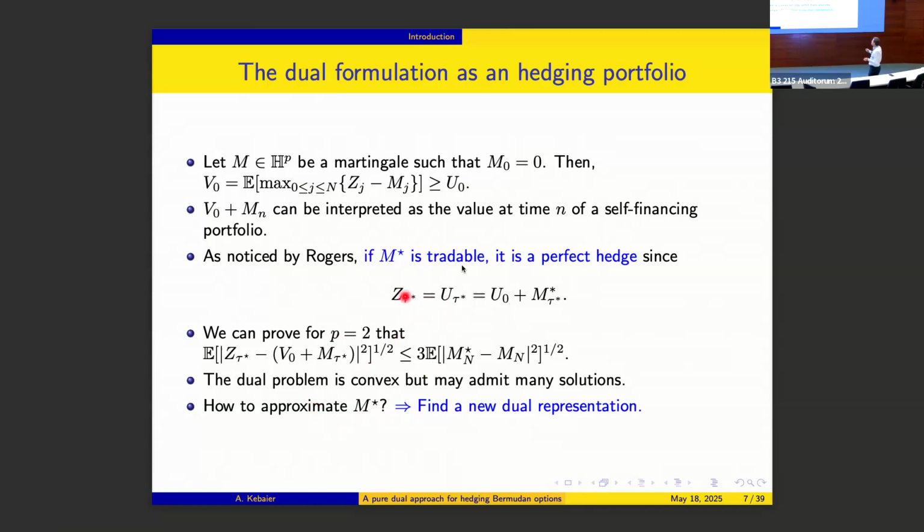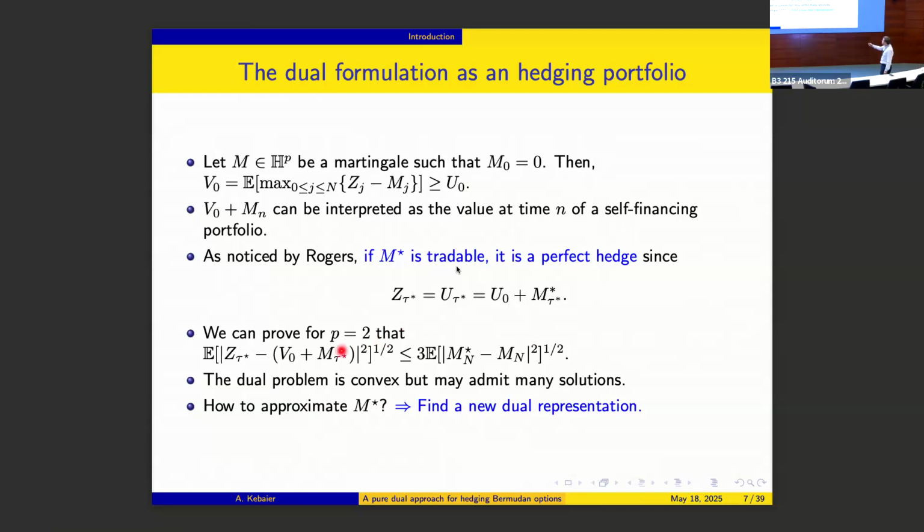So this Z tau star is the payoff at the optimal exercise time that the client, the owner of the option, chooses to exercise at. And this is your portfolio: the price for the Bermudan option plus your strategy, M tau star.